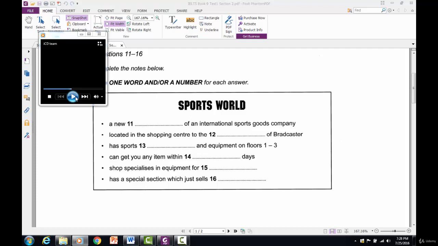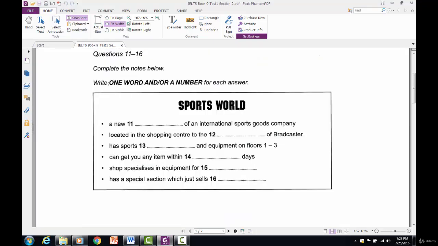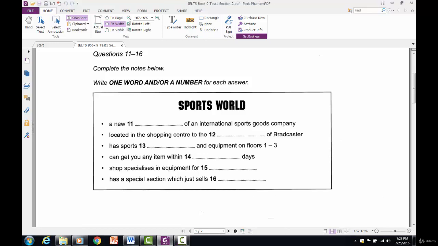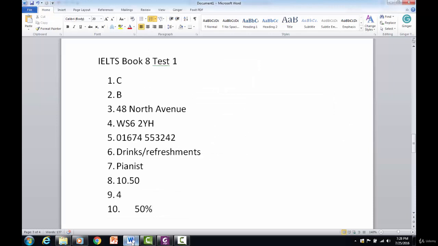Now, some of you may say, well, what if I wrote sports bags? You're wrong, because the directions say you can only write one word. So if you write sports bags, that's 2 words, and that will be wrong. So you can't do that. All right? So I'm going to write down these answers for you very quickly, just in case you wanted to check your own spelling.